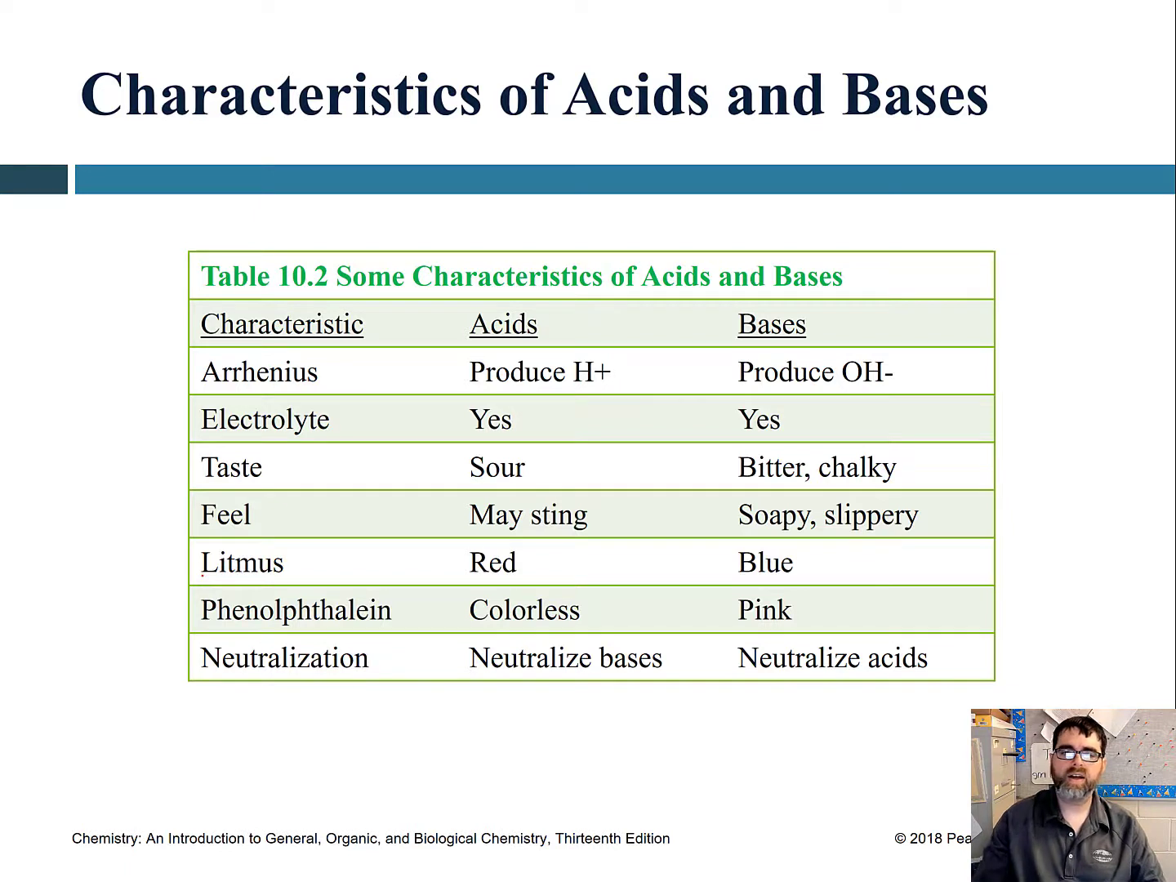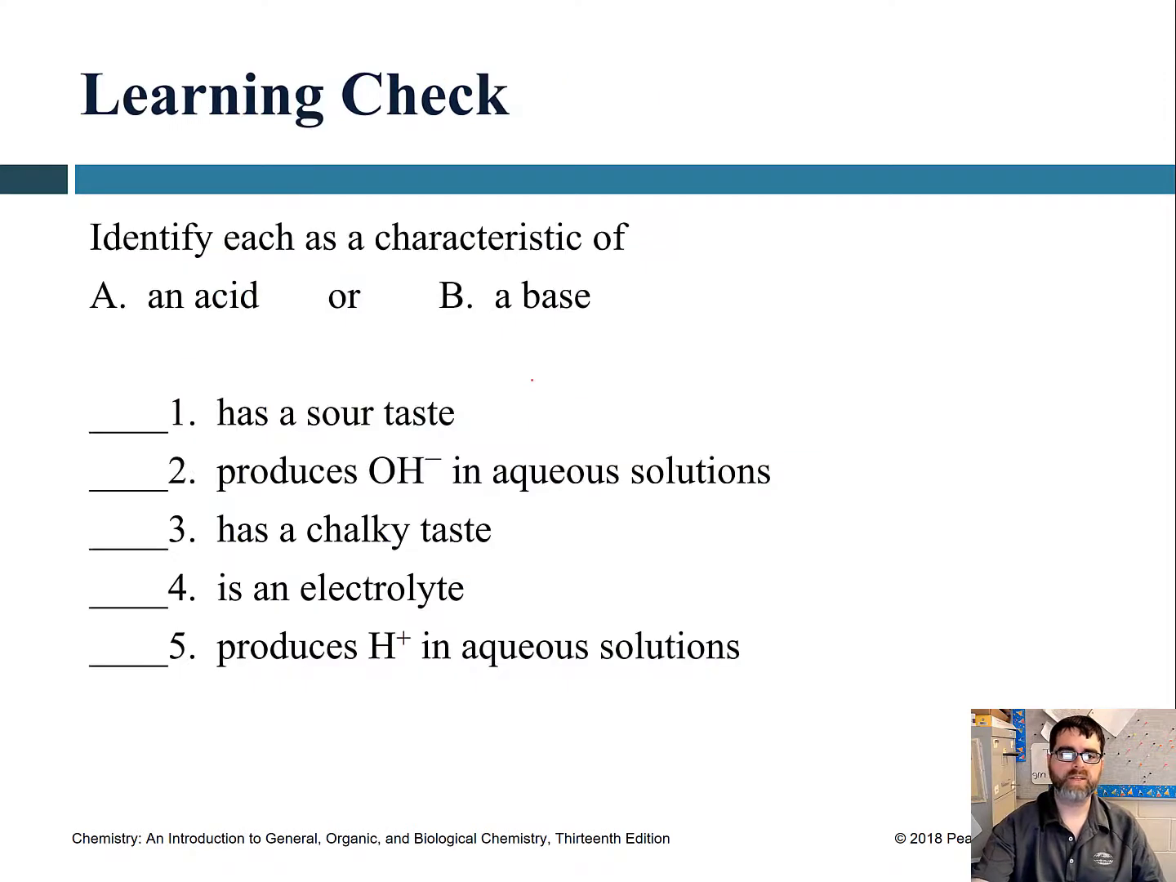Here's a summary of the acids and bases. I will point out, for whatever reason, they left off may sting from the acids there, but that's just a summary of the tables in your textbook, and you can pause if you want to get all the details. Here we're just going to apply those properties. So sour taste is going to be an acid, produces hydroxide ions in solution. That's an Arrhenius base. Chalky taste, that is also a base. Electrolyte is both. They didn't give you that as a choice, but A and B there, and produces H+ ions in solution. That is an acid.